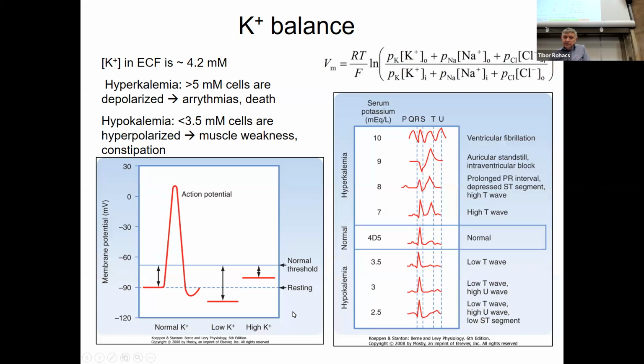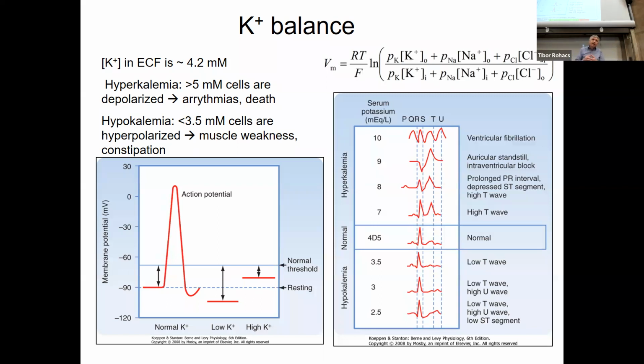Explaining it in somewhat simple terms, if you have too much potassium, then your resting membrane potential is going to go closer to zero, which is also called depolarization. And if you have too little potassium, then the membrane potential is going to be more negative. It's also called hyperpolarization. So both high and low potassium is problematic because it moves your resting membrane potential in either the depolarizing or the hyperpolarizing direction.